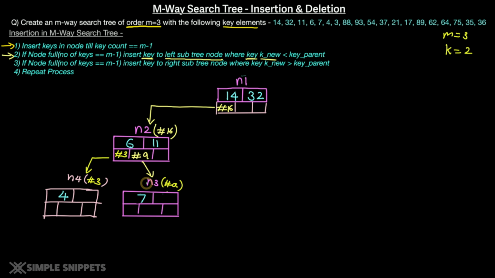Now remember, even though we had space in n3 to store one element, 4 is not meant to go to the right hand side of 6. So that is the reason we had to create one more node over here, right? Even though we had some space in n3. So 4 is done. Let's move on.